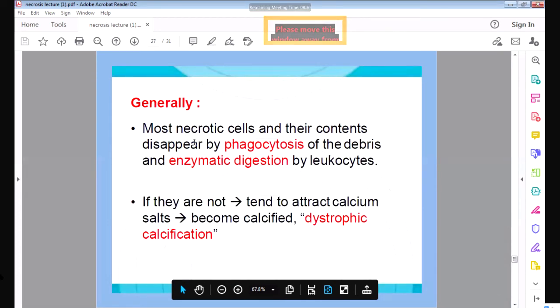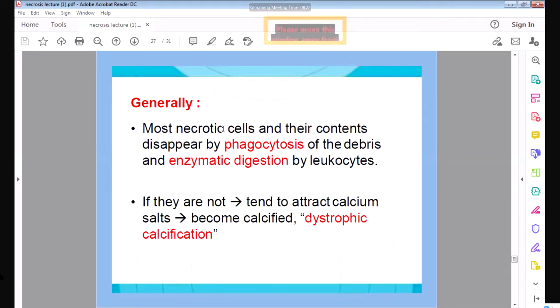So what will happen? Now we have finished all the types of necrosis. So what will happen to the necrotic cells? There are two fates of necrotic cells. What will happen to the necrotic cell after the cell dies? The first is that the necrotic cell will be digested by phagocytosis by the leukocytes. The leukocytes, the inflammatory cells, will come, digest the dead cells, and remove them from the body.